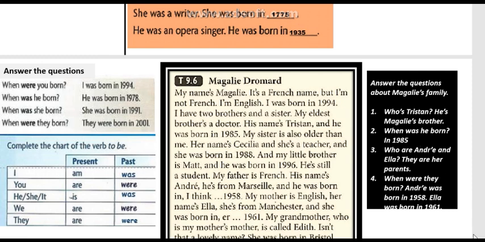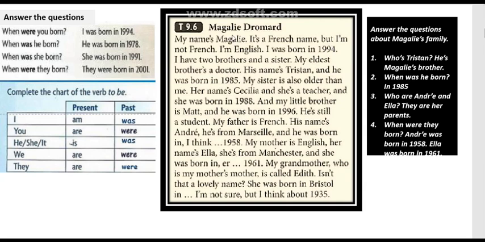Here we have information about this person, who is called Megla Dromard. My name's Megla. It's a French name, but I am not French. I am English. I was born in 1994. I have two brothers and a sister. My eldest brother is a doctor. His name is Tristan, and he was born in 1985. My sister is also older than me.